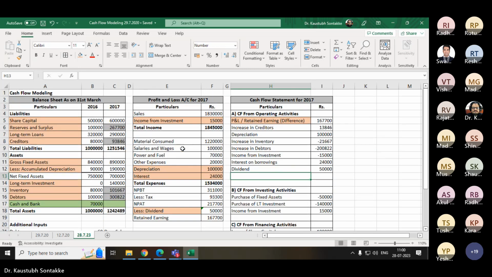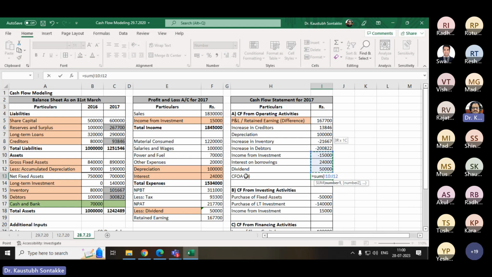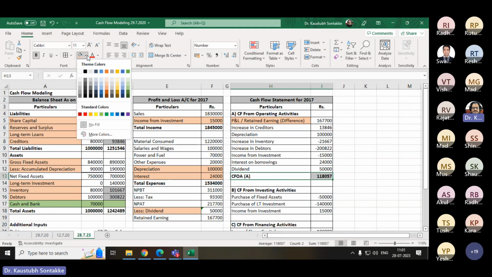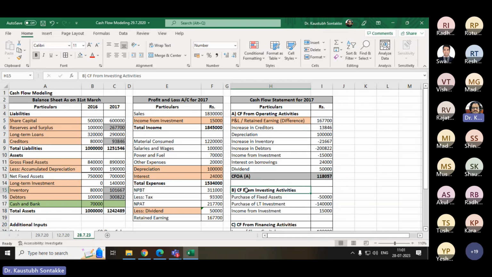Now let's start making the totals of cash flow. So I will name it as CFOA, that is cash flow from operating activity. In bracket I will name it as A. Is equal to sum, take all the figures from retained earning to dividend, bracket closed. So I'm getting a sum of 1,18,057. I will make it bold and color coded.